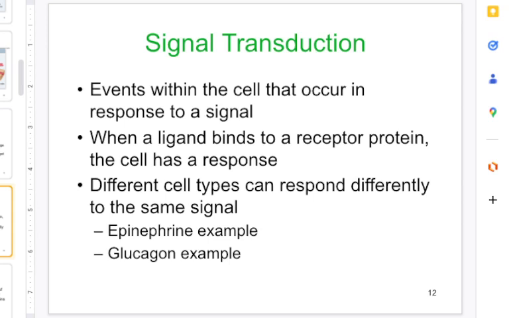So for example, epinephrine, this is considered the fight or flight hormone, and this is a catecholamine released from your adrenal glands. These adrenal glands are located directly superior to the kidneys, and they have many effects on the body. For example, when epinephrine binds to the beta adrenergic receptors of the heart, it's going to increase our heart rate. When epinephrine is binding to the target cell of our muscles, for example, it's going to have a different response. It's not going to increase our heart rate.